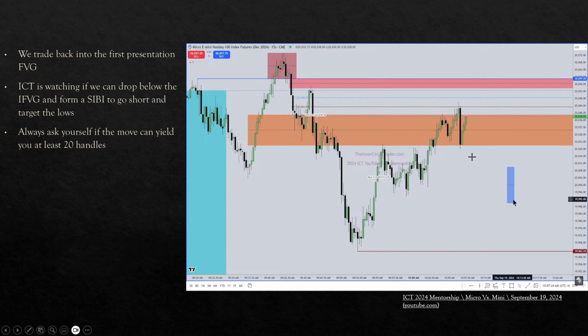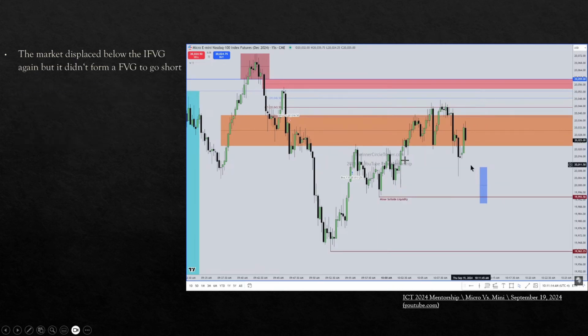So if market drops lower, we form a SIBI somewhere right here. Does the market offer you a run to this low of at least 20 handles, or to this low? Yes, it probably would have done that. Now let's see, market drops below the inversion fair value gap right here, but there is no SIBI, so we are not going short. We're just staying on the sidelines and everything is rigid and rule based. No SIBI, no entry.